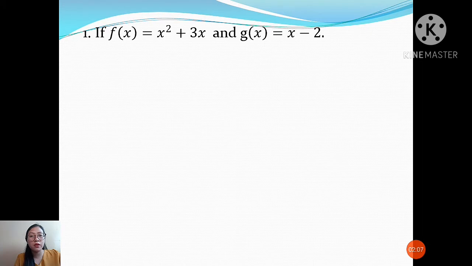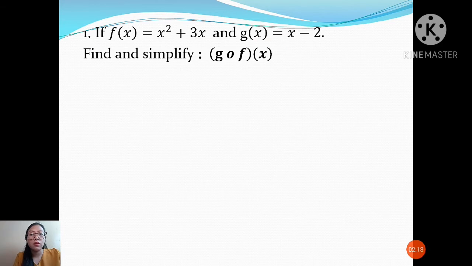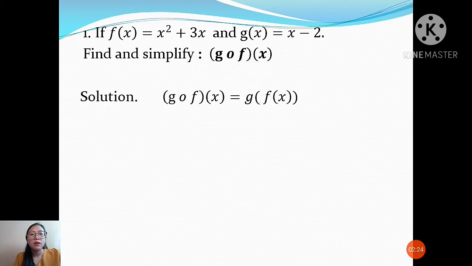For your exercise number 1, if f of x is equal to x squared plus 3 and g of x is equal to x minus 2, the problem says to find and simplify g composed with f of x. For the solution, g composed with f of x is equal to g of f of x. Now, write the main function, which is g of x. So it is x minus 2.